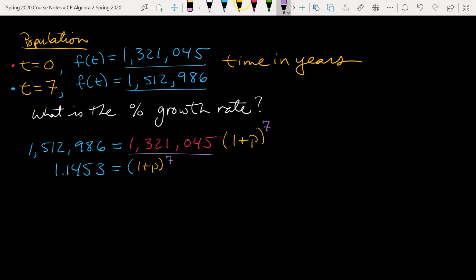All right, we're getting there. The next step would have to be taking the 7th root of both sides, because we'd like to get that exponent off of the p if we're going to solve for it. Well, that really requires us to take the 7th root of this 1.1453. Let's go back to the calculator and do it with the number that we got there.